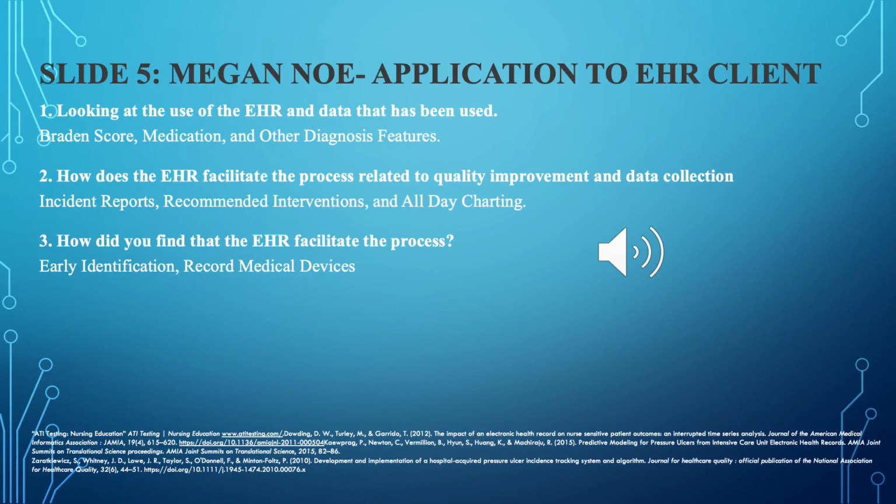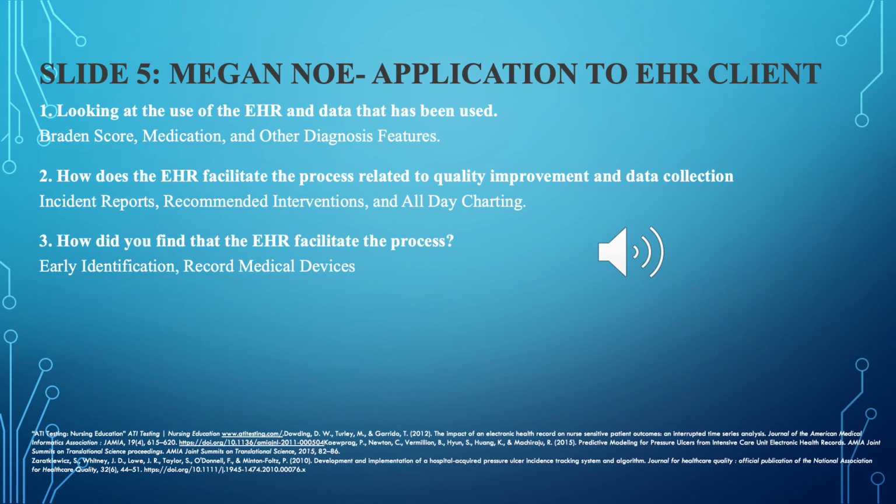This is Nicole, and this is Megan, and I'm going to be talking about the application to EHR client in regards to pressure ulcers. To start, looking at the use of the EHR and data that has been used. The EHR data used is the Braden score. This scale takes into account the sensory perception, moisture, activity, mobility, nutrition, friction, and shear. Collectively, this total score calculates the risk factor for the patient's likelihood of getting a pressure ulcer.